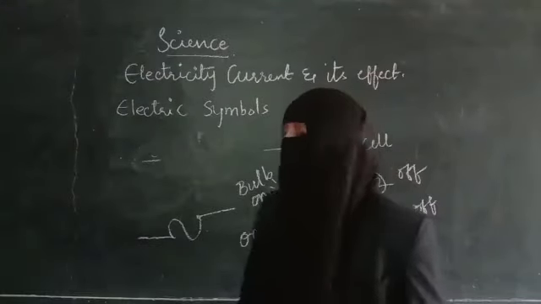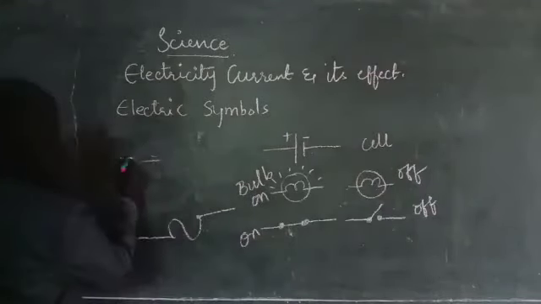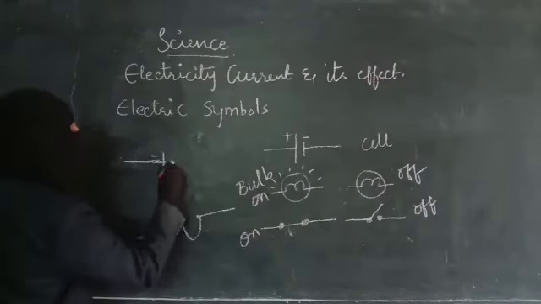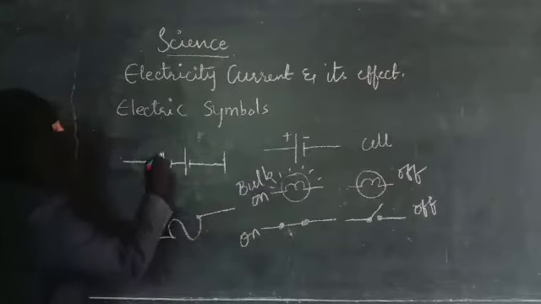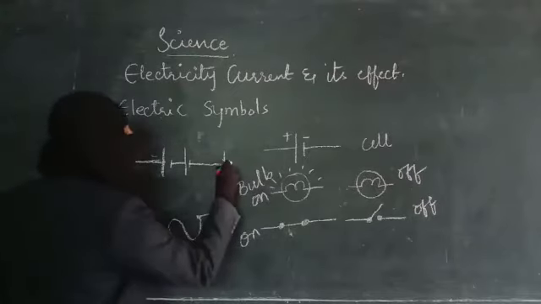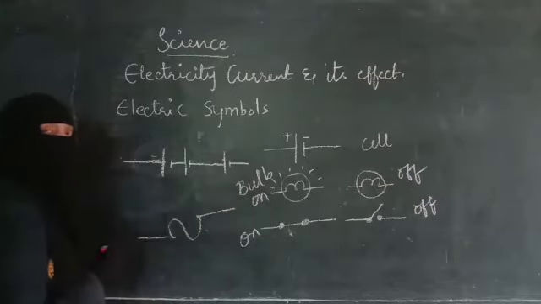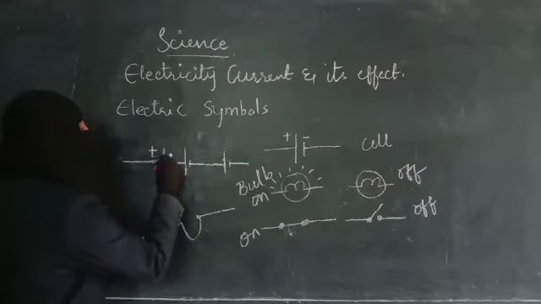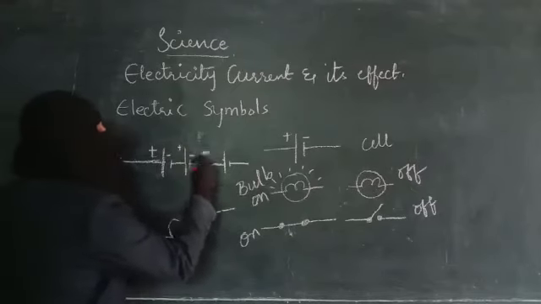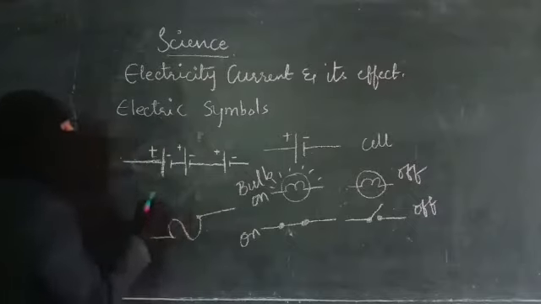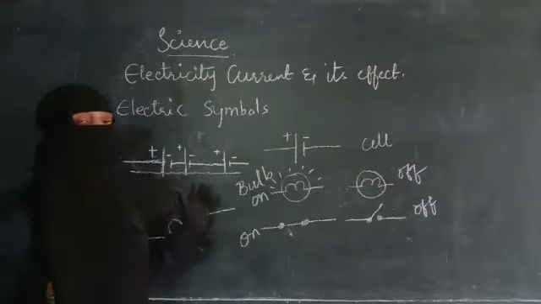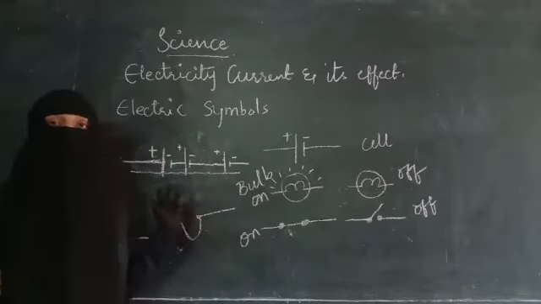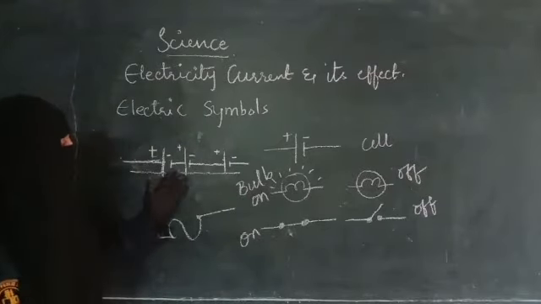Here is the battery. When we connect two dry cells, it becomes a battery. Not only two, it's our wish how many cells we want to connect, and that will become a battery. Here I have taken two cells, and here I have taken three cells. This is the positive terminal, negative terminal, positive, negative. This is a battery.